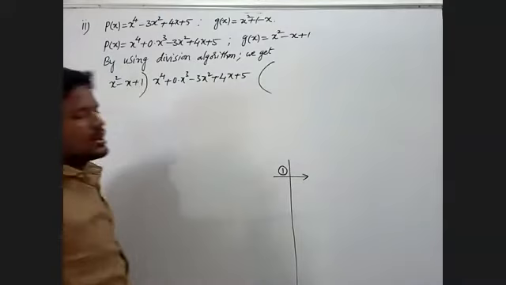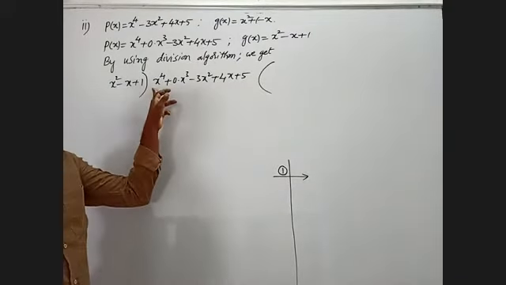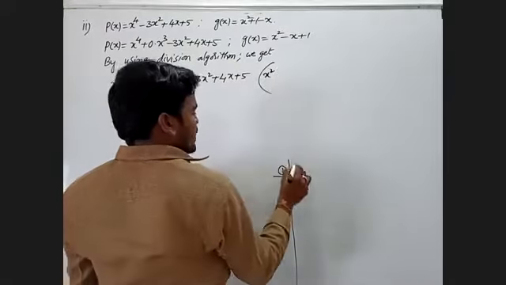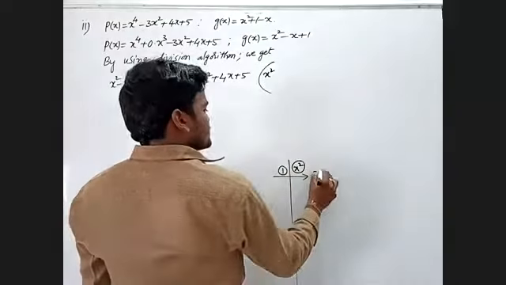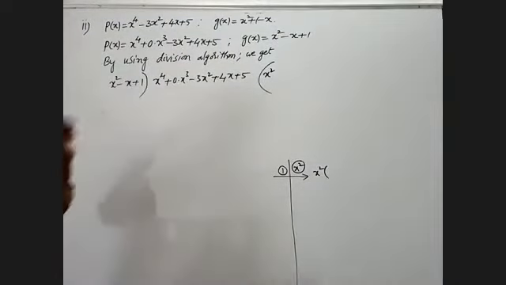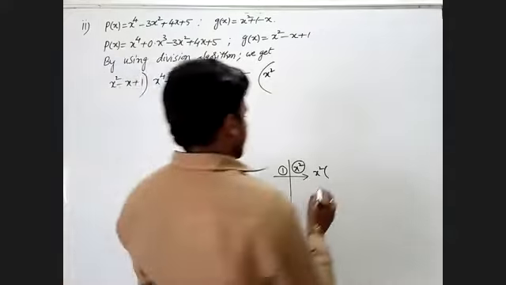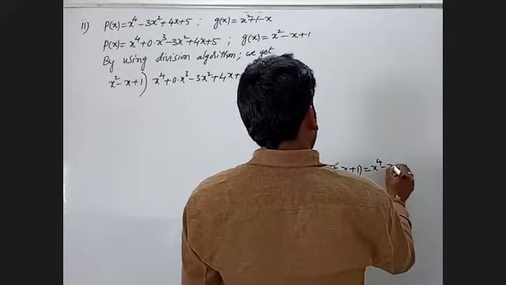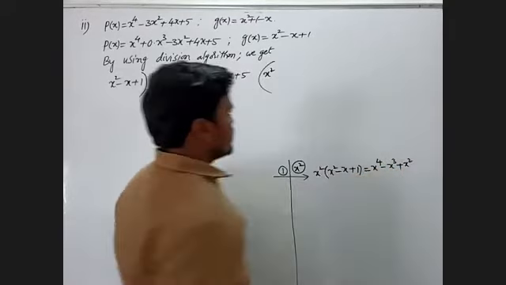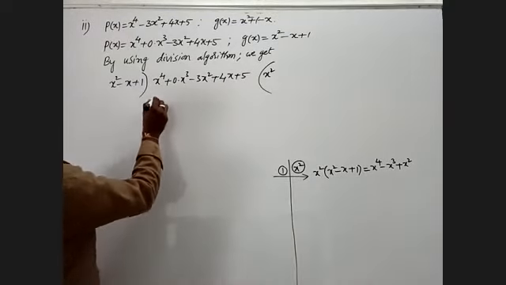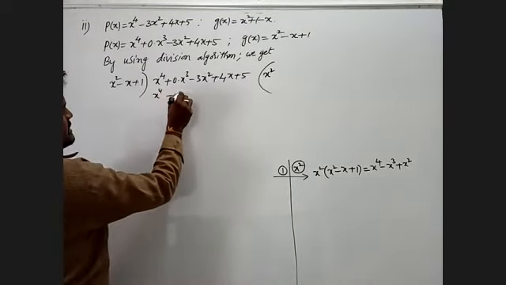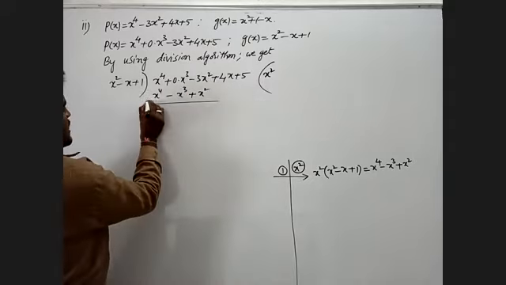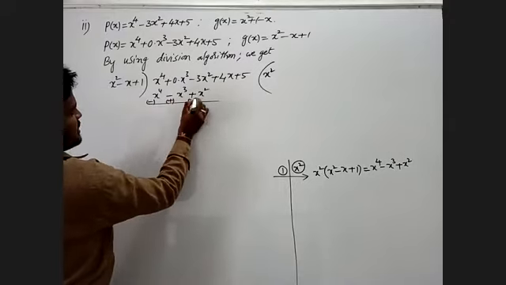Step 1. Here we will observe. The leading coefficient is x power 4 there, and only x square there. I will multiply by x square in the first step, that is x square into the whole term, written as x square minus x plus 1, which gives x power 4 minus x cube plus x square. The symbols will be changed: minus, this is plus, after that, this is minus.